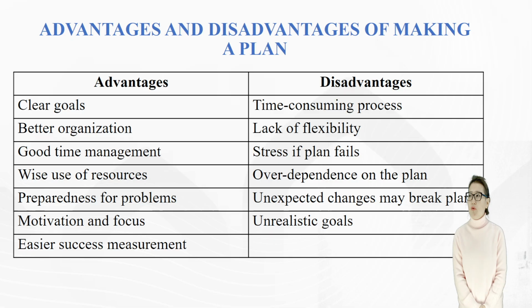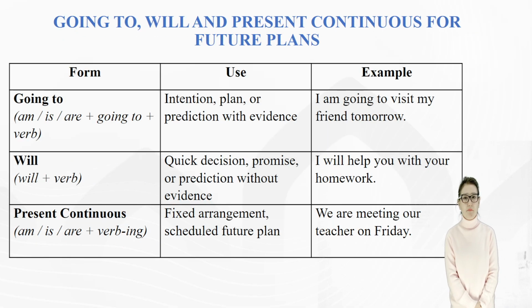What can you say about this table? Do you agree with the advantages and disadvantages of plans? If you have any idea, please share it with your friend and teacher. Now let's move on. Now let's turn to discuss the use of going to, will, and present continuous for future plans. What do you know? Do you have any idea what going to, will, and present continuous are?